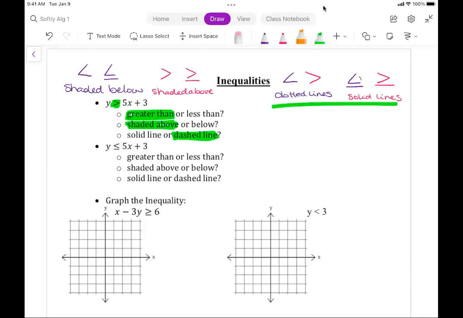All right, let's look at the next one. Or first, let's see. It says 5x plus 3. This is what your shading would look like if you need an example. So I've got greater than. That means I have an uphill slope because my slope is positive. I need to be shaded above, and I also need a dashed line. So it would look like this. Got a dashed line going through. I would be shaded above.